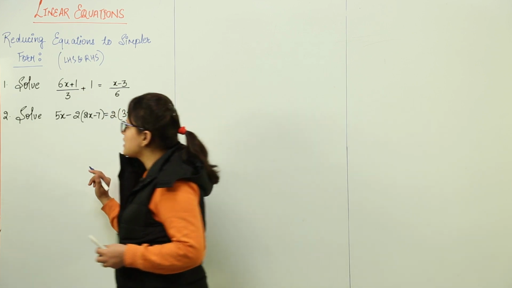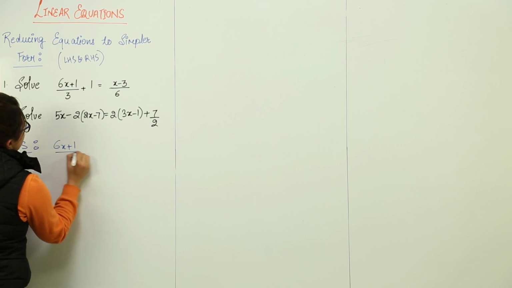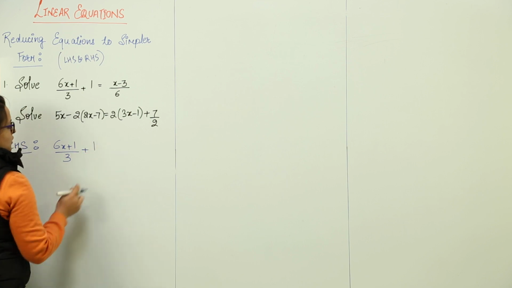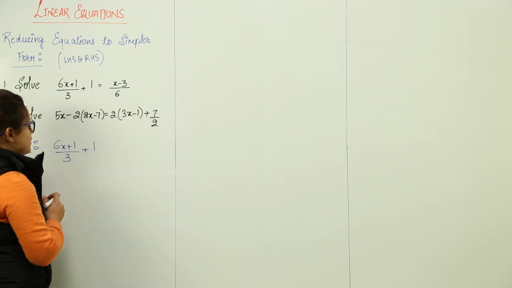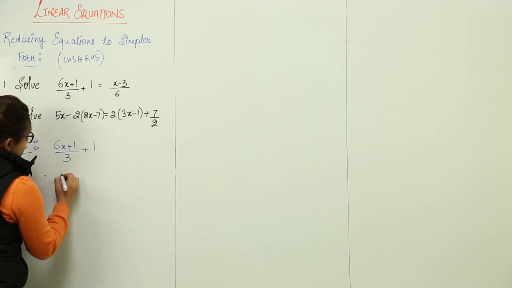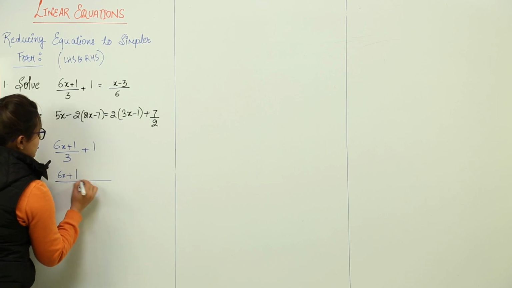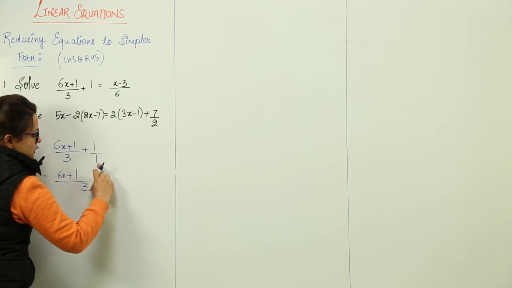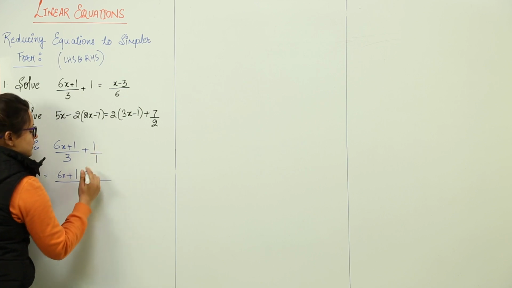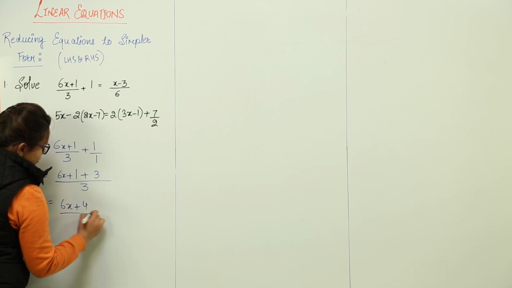So I call it left hand side and right hand side method. Now I'll be taking the first example. We take the left hand side of the first example, that is 6x plus 1 upon 3 plus 1. We will solve the left hand side of the equation first, then we will solve the right hand side of the equation. What does this become? We take the LCM 3, this remains 6x plus 1, this has a denominator 1. So what is 1 getting multiplied to become 3? 3. 3 into 1, 3. So this becomes 6x plus 4 upon 3.